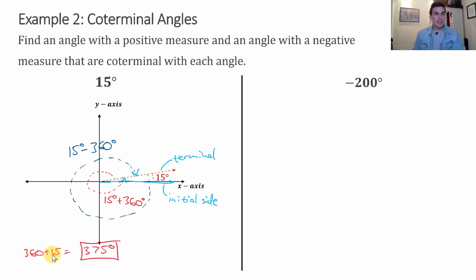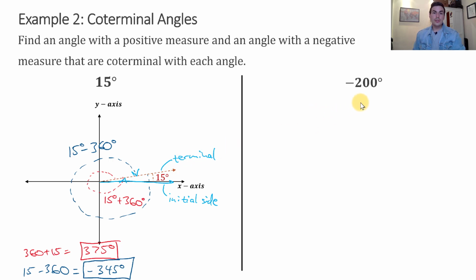So I have 360 plus 15, that's going to give me 375 degrees, and then 15 minus 360, that gives me negative 345 degrees, right? So that's the easiest way to find coterminal angles. I'm just adding or subtracting 360 degrees.